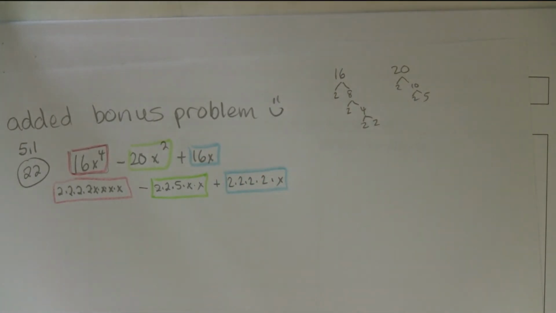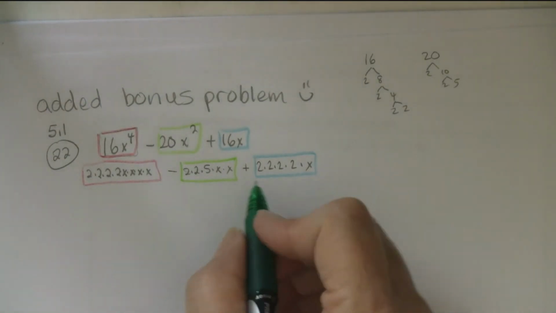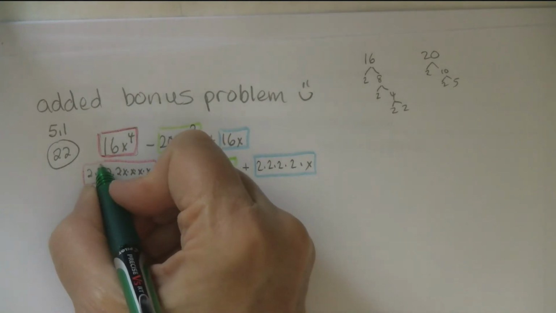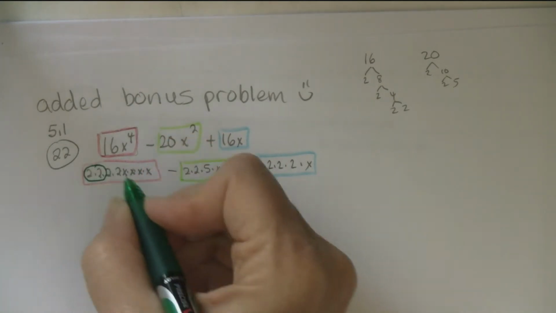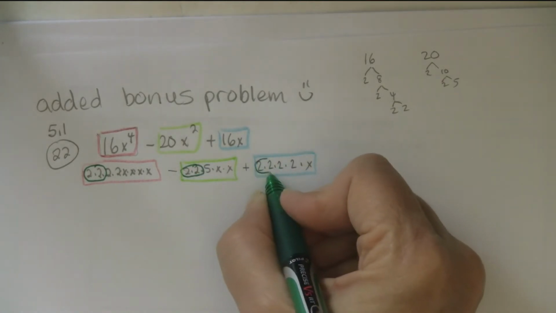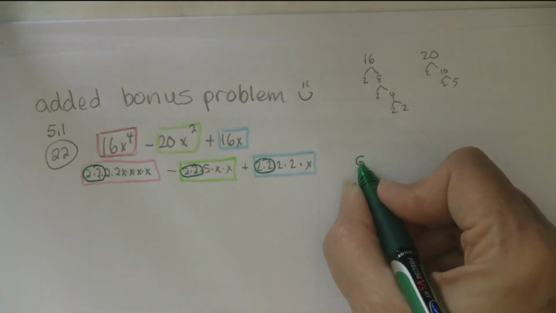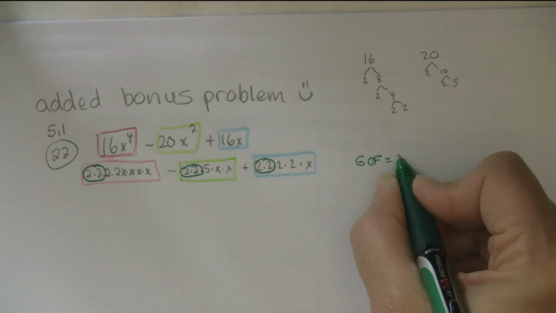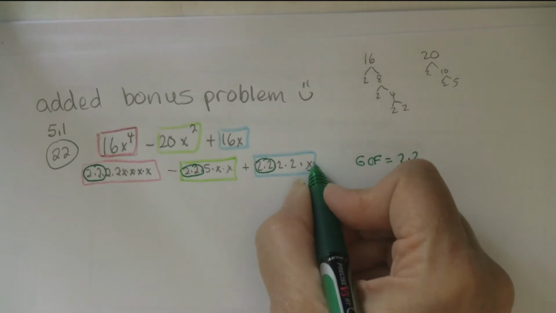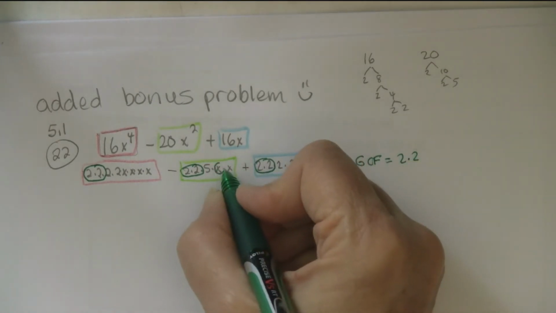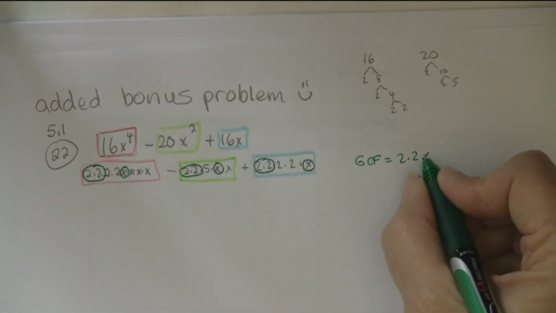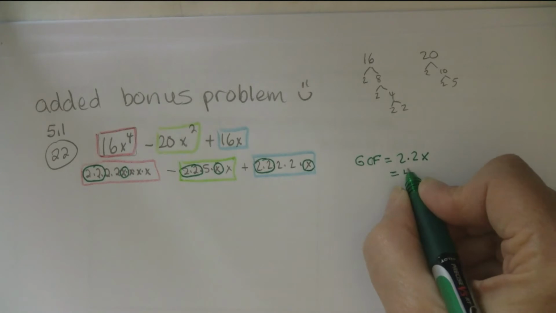Okay, so what they have in common is two 2's, right? Two 2's here, two 2's there. 2 times 2 is 4. So the greatest common factor, so far as I'm building it, has two 2's. And I see that the limiting factor is 1 x. We can only have one x in common because that one over there only has one x. So the greatest common factor is 4x.